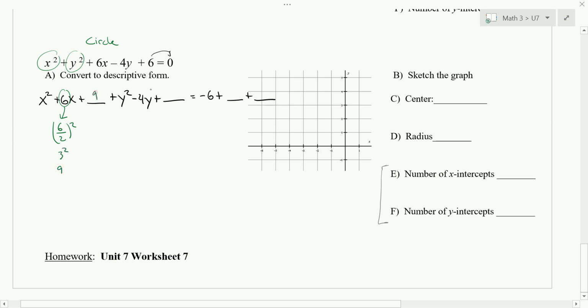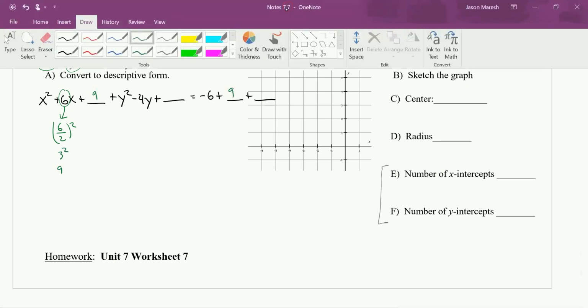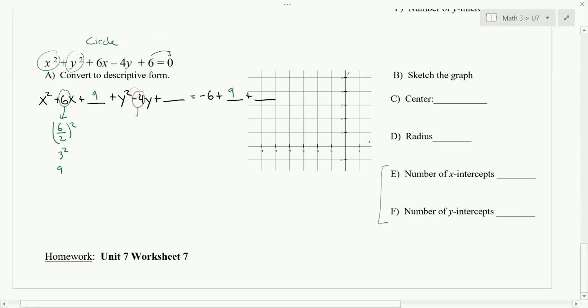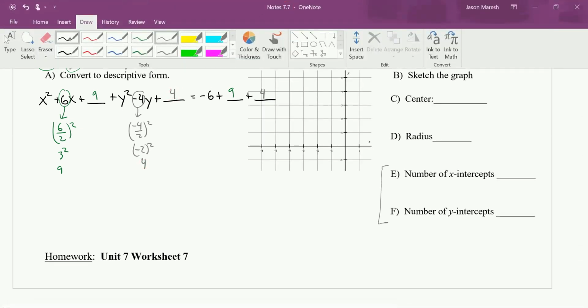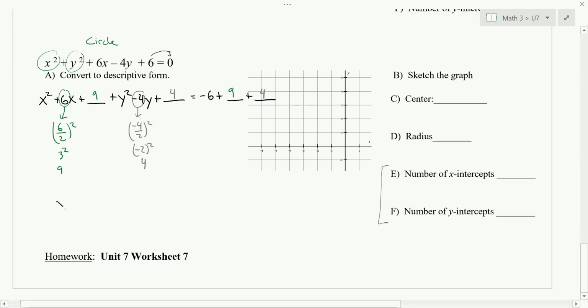Which is 9, right? So we're going to add 9 to both sides of the equation. And then we cut the negative 4 in half and square it. What do we get? Just a positive 4. So we add 4 to both sides of that equation as well. And then factor. So the first 3 terms factor to x plus 3 squared. The last 3 terms on the left-hand side factor to y minus 2 squared. And then negative 6 plus 9 plus 4 comes out to be 7. So this is the descriptive form of the equation of a circle.